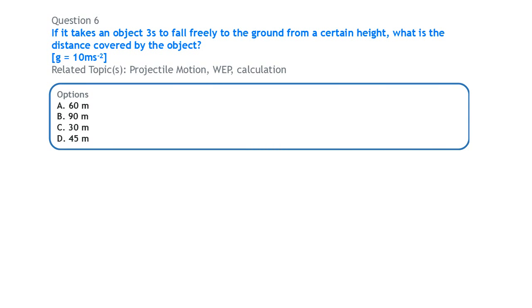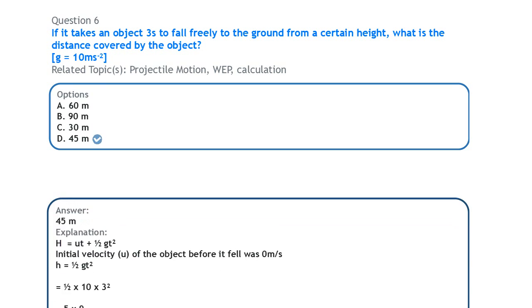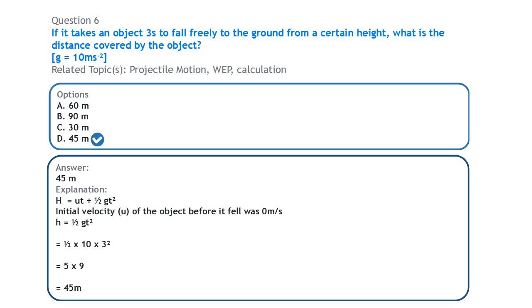On work, energy and power. If it takes an object 3 seconds to fall freely to the ground from a certain height, what is the distance covered by the object? To solve this question, we'll be using the third equation of motion.